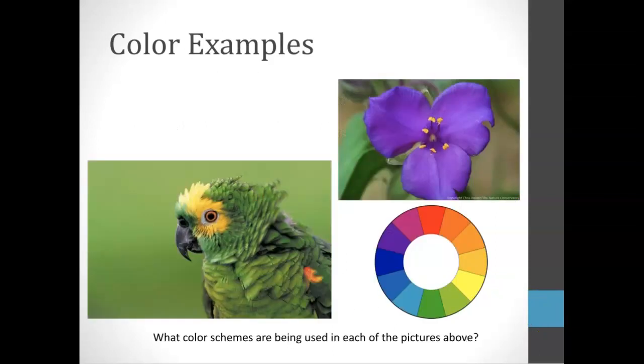Here are some different picture examples. Right here we've got complementary colors being used with that red, the violet there and the yellow. And then we have analogous colors being used on the bird.